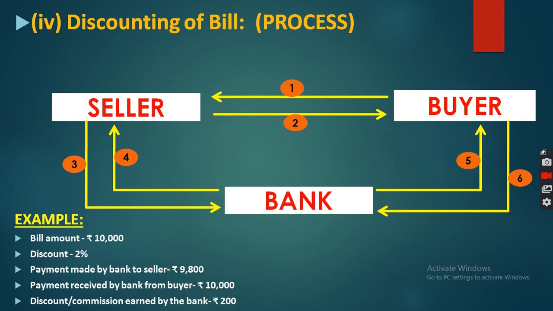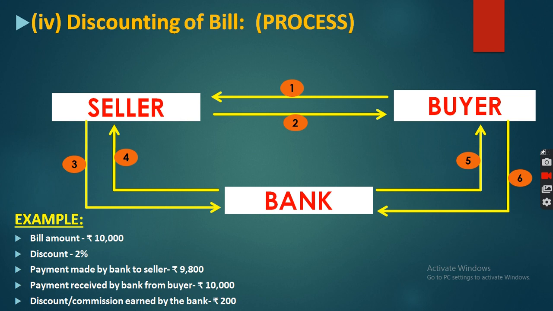Now third step, how did the seller sell the goods? On credit basis. So the seller cannot collect money from the buyer. Immediate cash payment is not received by the seller. Since the seller sold on credit basis, he does not get immediate cash payment. Clear? So now what happened?